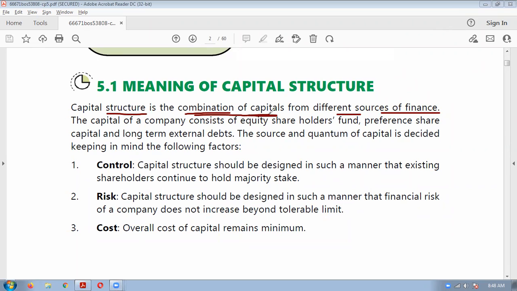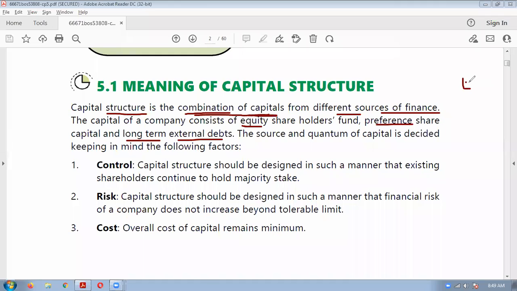You know that there are various sources of long-term finance through which the company can raise the funds for running their business. First is the equity, then preference share, long-term external debt, that is borrowings from banks, financial institutions, etc. So these are the sources of finance through which the business can raise funds. What is the combination of these long-term capitals? It is known as capital structure.